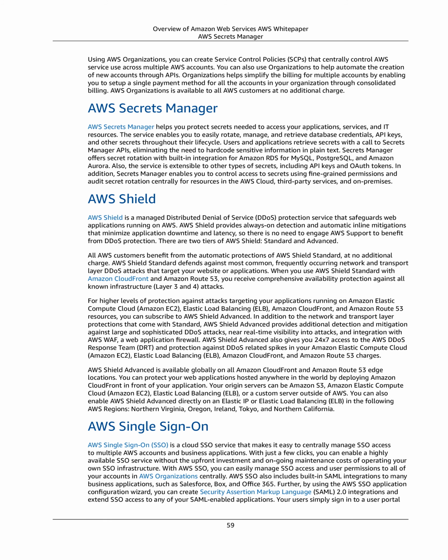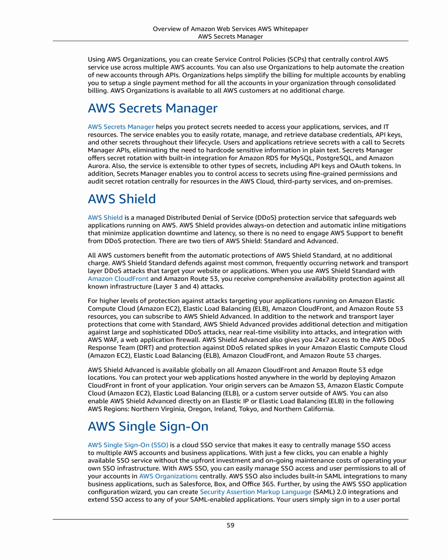For higher levels of protection against attacks targeting your applications running on Amazon Elastic Compute Cloud, Amazon EC2, Elastic Load Balancing, ELB, Amazon CloudFront, and Amazon Route 53 resources, you can subscribe to AWS Shield Advanced. In addition to the network and transport layer protections that come with Standard, AWS Shield Advanced provides additional detection and mitigation against large and sophisticated DDoS attacks, near real-time visibility into attacks, and integration with AWS WAF, a web application firewall.